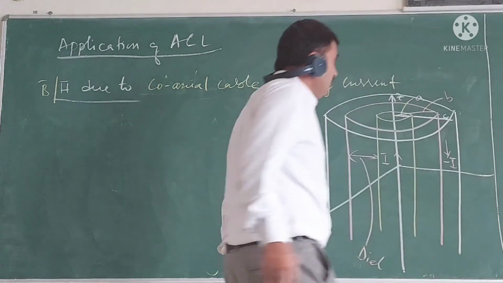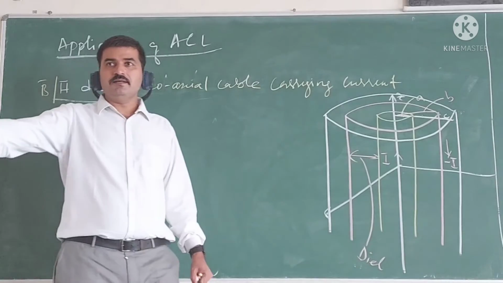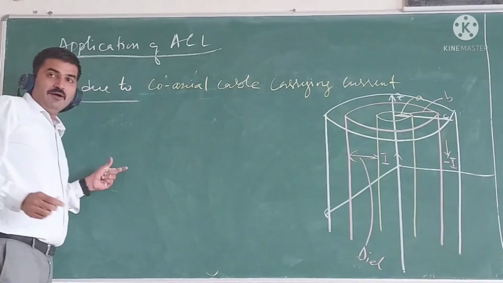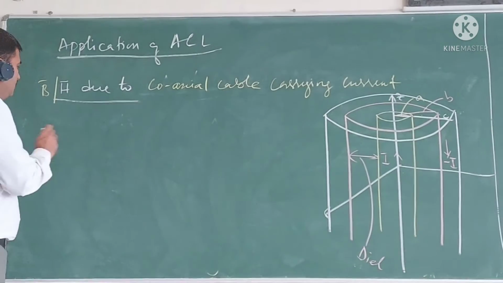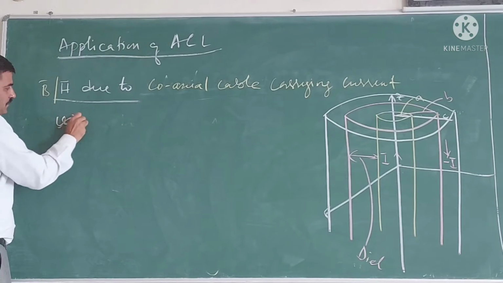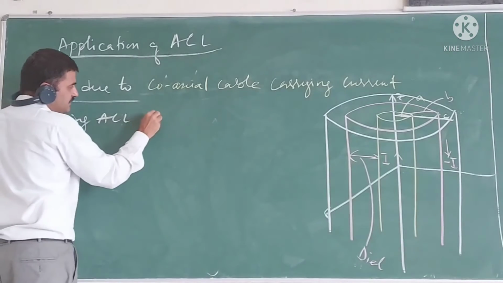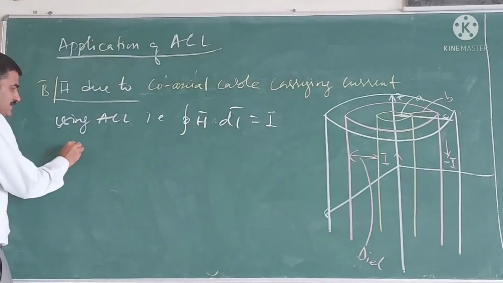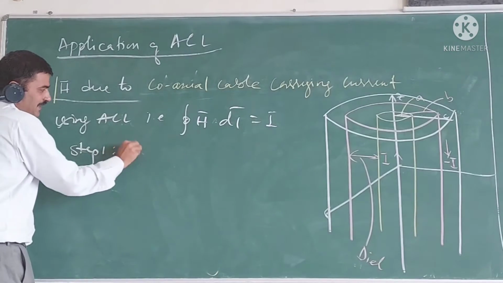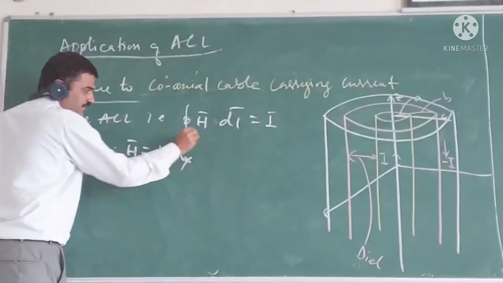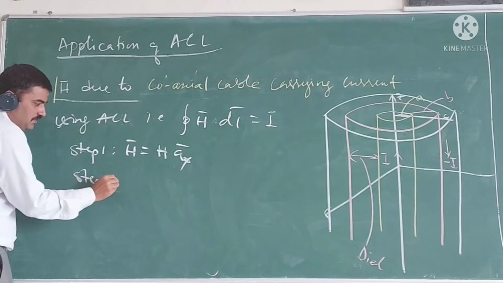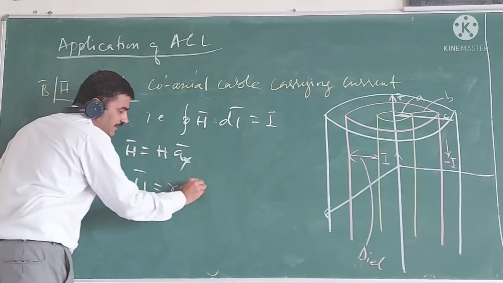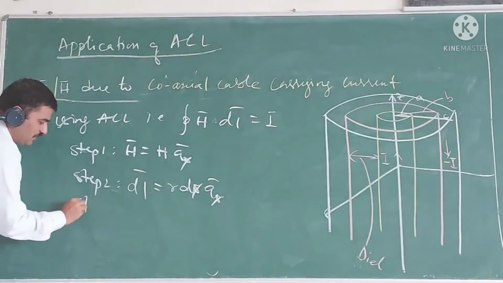See, let us consider this as an Amperian path. The radius of the Amperian path is R. Applying Ampere's circuital law, step 1 is H bar is H A phi. Step 2, DL bar is R D phi. What about step 3?